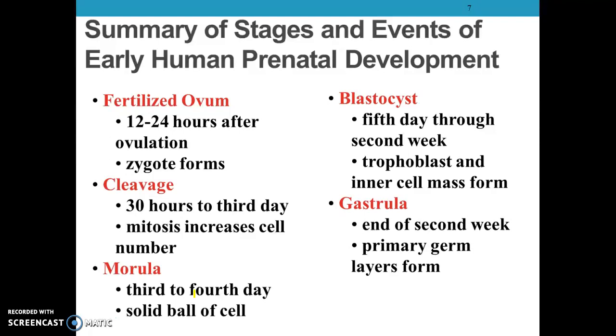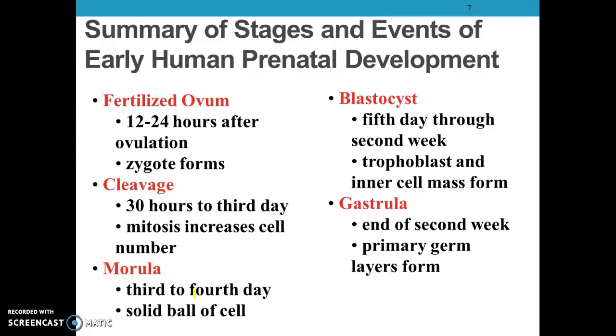The blastocyst is the 5th day through the 2nd week. So day 5 through day 14 is the blastocyst, and this is where the cells are hollow. So you could write that just like a one-word note out to the side. Hollow is where the blastocyst occurs. This is typically going to be like 25 to 100 cells large. So we're starting to pick up steam.